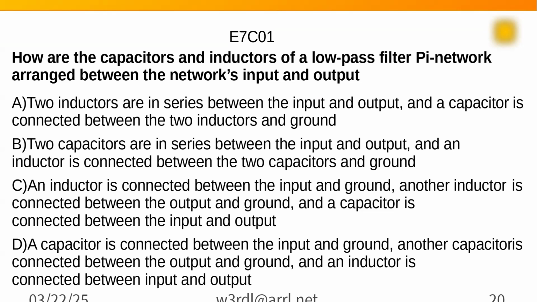So how are the capacitors and inductors of a low pass filter pi network arranged between the network's input and output? In other words, describe the circuit. David. Delta. Delta. A lot of reading. Yeah, they're very wordy.